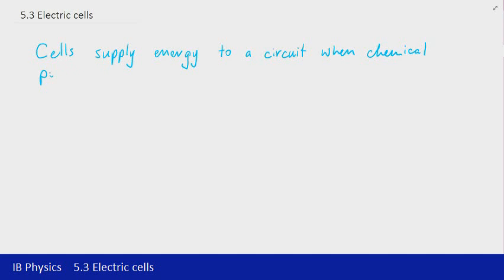In 5.3 electric cells, we're going to look at cells, and you may recall that when we have a few cells stacked end to end, we'd call that a battery. Now, cells supply energy to a circuit because of the chemicals contained within them. Those chemicals undergo a reaction, and so chemical potential energy is converted to electrical energy.